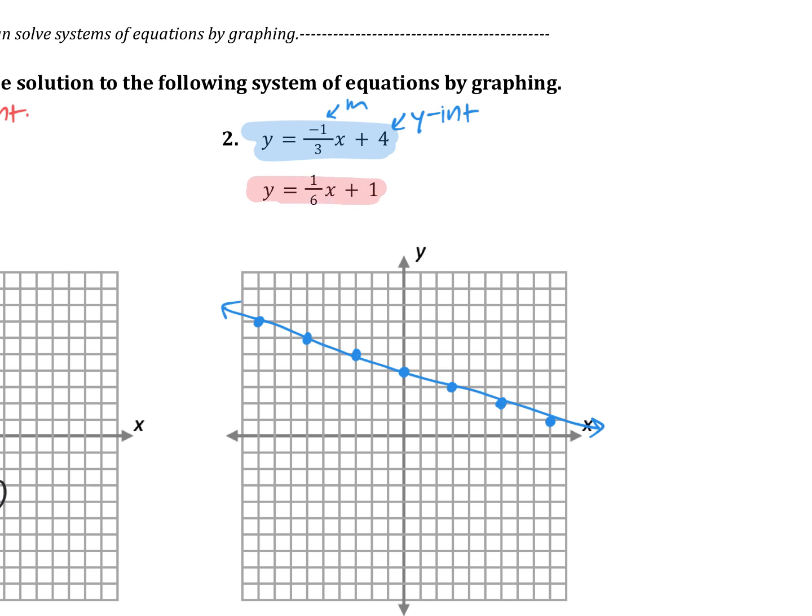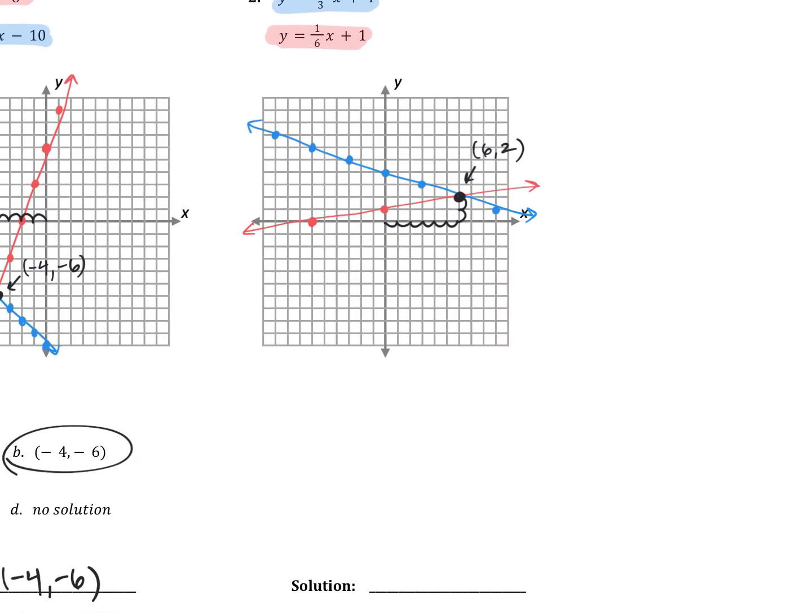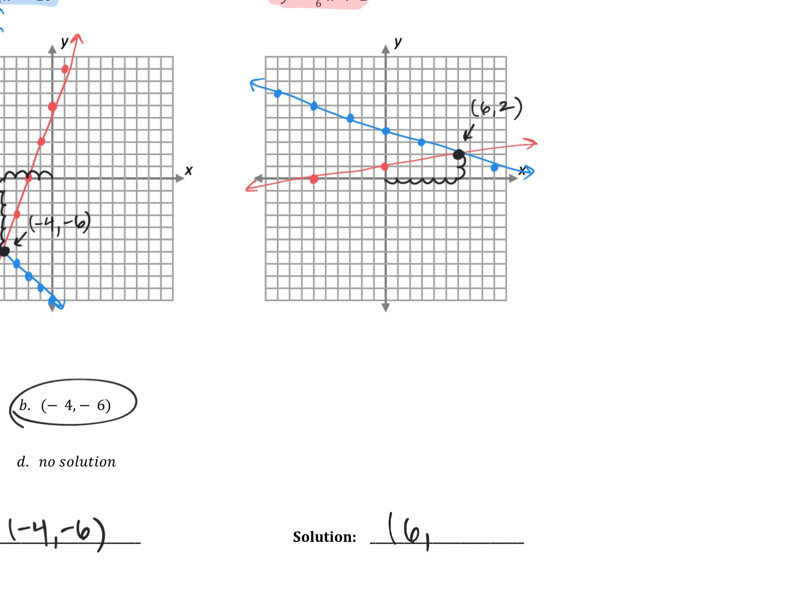Then my next equation, y equals 1/6 x plus 1. I'm going to start at my y-intercept, which is positive 1, and then I'm going to go up 1 to the right 6, and I am going to go down 1 to the left 6. And we found pretty quickly there my intersection point between those two lines is going to be 1, 2, 3, 4, 5, 6, up 2. So this point is 6, comma 2. So my intersection point is our solution. So our solution here is 6, comma 2.